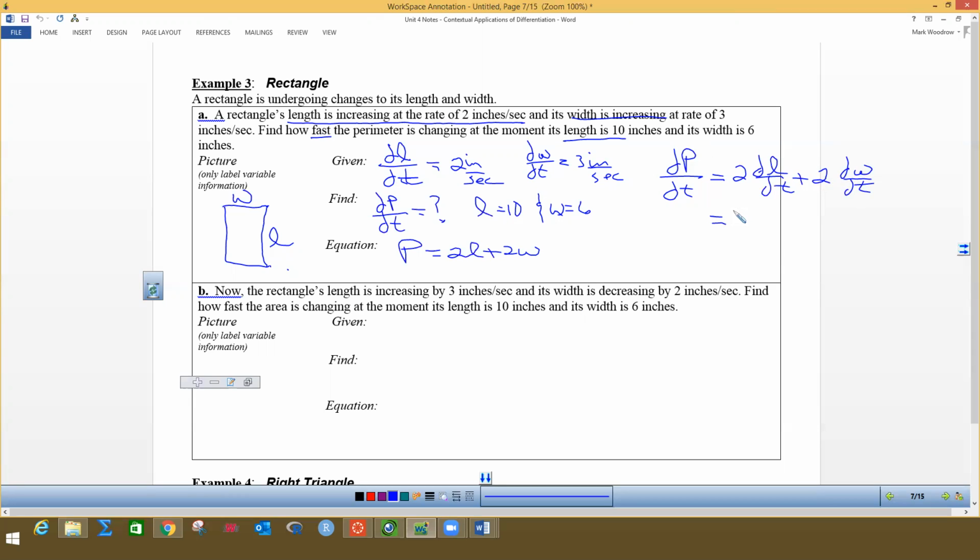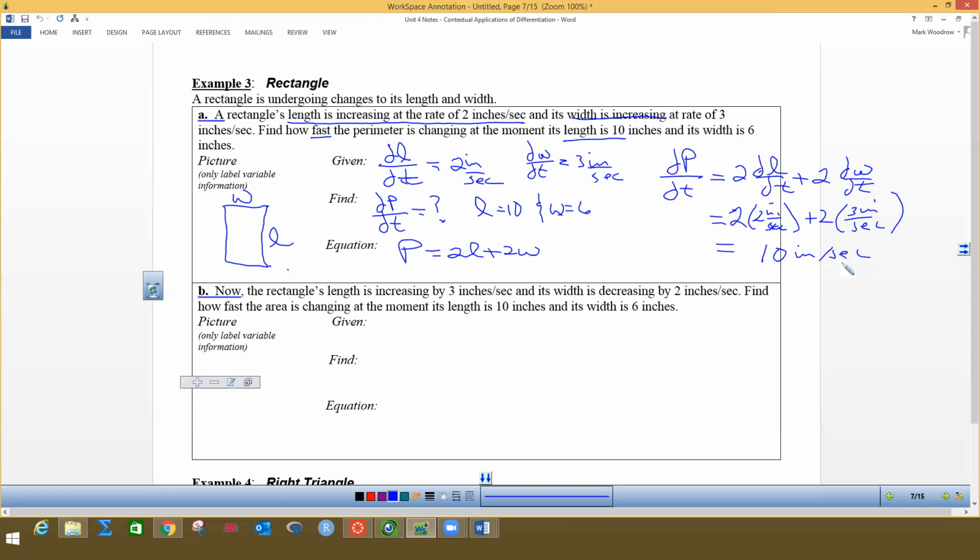So we're going to take this thing right here and plug in this dL dt. And we're going to plug in this dW dt. And then that would be the answer. Now you probably ought to solve this. This is 4 plus 6. This is going to end up being 10 inches per second.